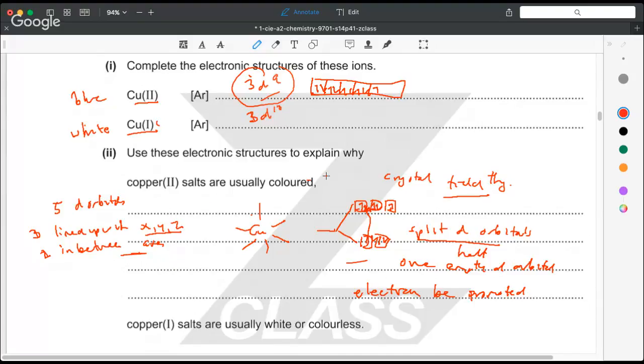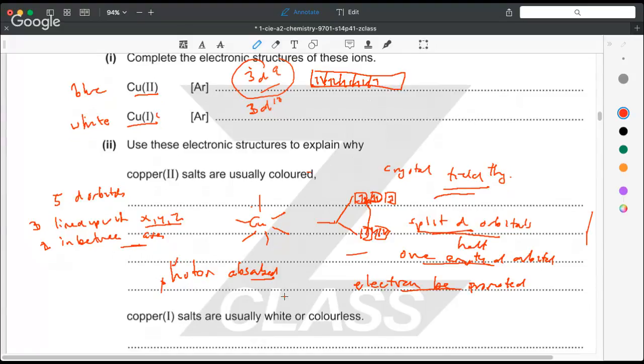So I think, how many marks was this? Have a look. Photon absorbed. Just trying to see if I've got all the right points down there. So I think you've got the d orbitals are split by crystal field theory. You've got one half empty d orbital, an electron can be promoted, and a photon is absorbed. I think that's probably a pretty full answer that you've got there.